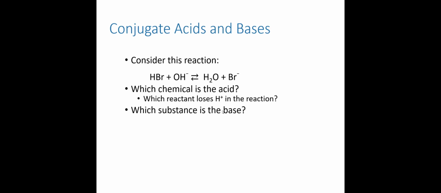Which substance is the base? Well, by elimination, if HBr was the acid, hydroxide would have to be the base. And let's ask ourselves, is it accepting the proton? So do a before and after picture. We have hydroxide before, and at the end we have water, H2O. It has gained an H plus to form water. So hydroxide is the base.